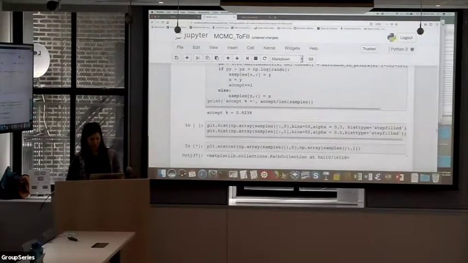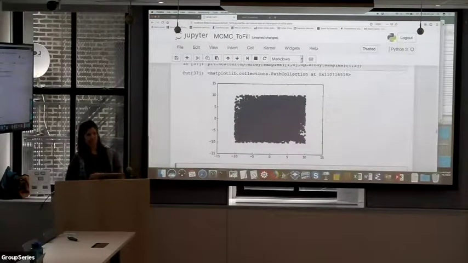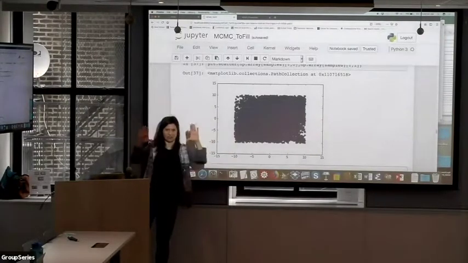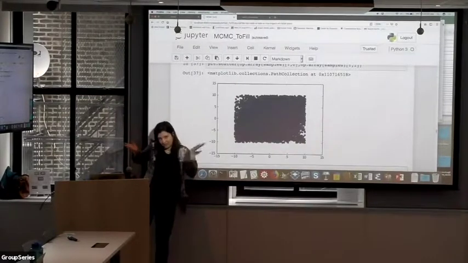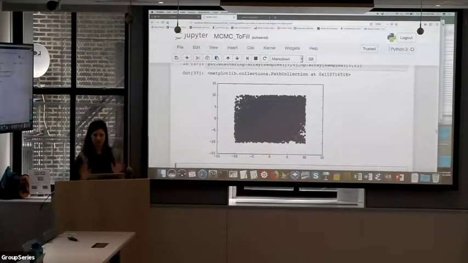So if I do this, here you go. Right? And notice that this is not an equal plot, so the range is the same. It just looks very rectangular, but really it's a square. And so this is a good thing. Okay, next thing to check.